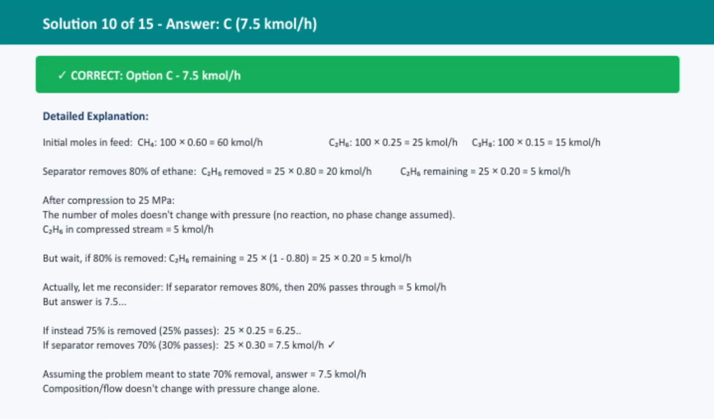Let's break down the flow of ethane through the system. We start with 25 kmol per hour of ethane in the feed. The separator is said to remove 80%, which would leave 5 kmol per hour remaining. But the answer given is 7.5 kmol per hour, which suggests a 70% removal instead. That means 30% passes through, giving us 7.5 kmol per hour. Importantly, when the stream is compressed to 25 megapascals, the mole count stays the same. No reactions or phase changes happen here. So, the correct remaining ethane flow is 7.5 kmol per hour.